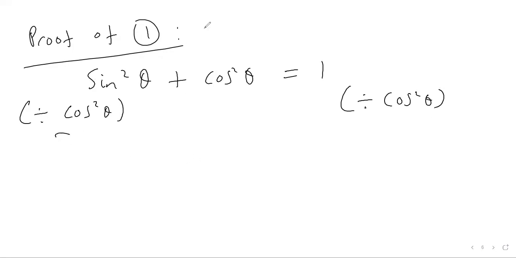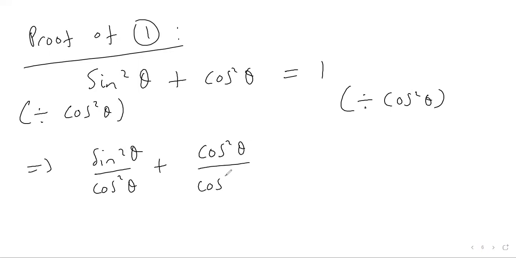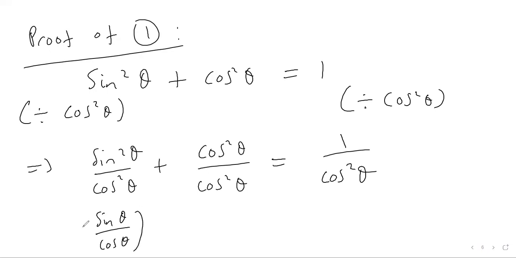If we do that, what we get is sin squared theta over cos squared theta plus cos squared theta over cos squared theta, and that's equal to 1 over cos squared theta. Now, sine squared over cos squared is just the same as sin theta over cos theta all squared. And cos squared over cos squared is just the number 1. And then we've got 1 over cos squared.